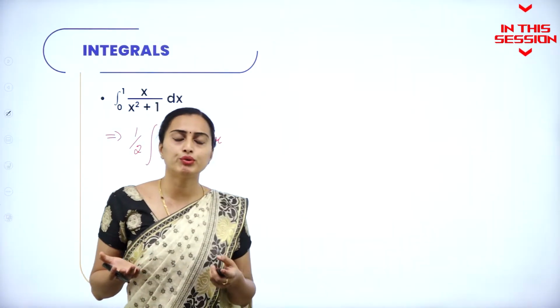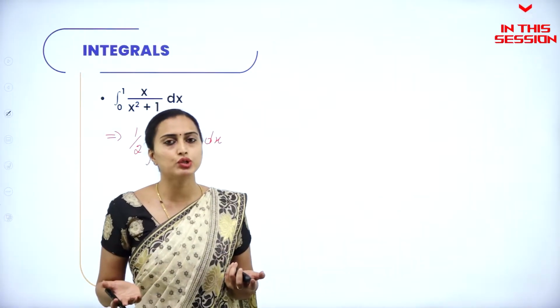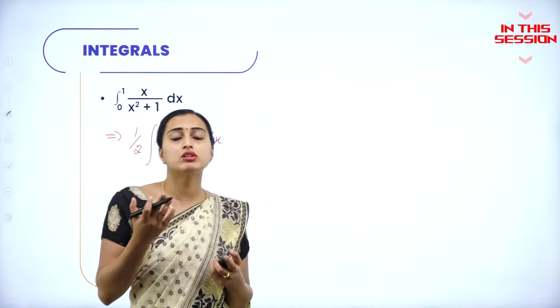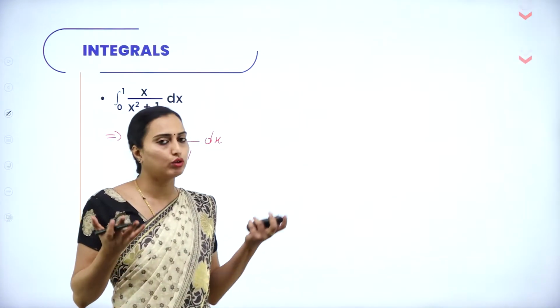X squared is equal to 2. If you substitute, the differentiation is 2x only. If you substitute x squared plus 1 also, the differentiation of that is also 2x only.